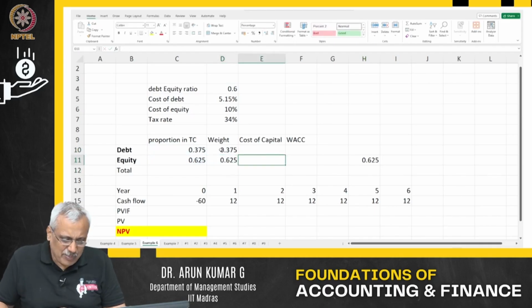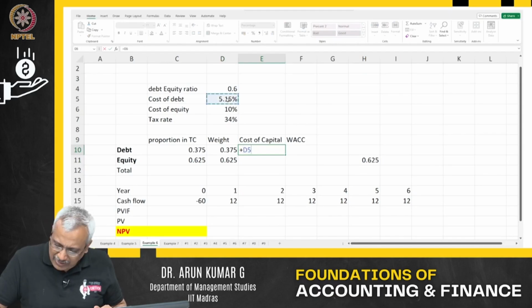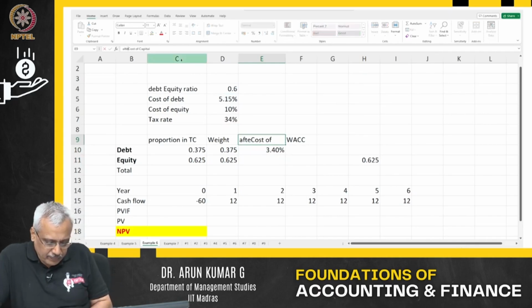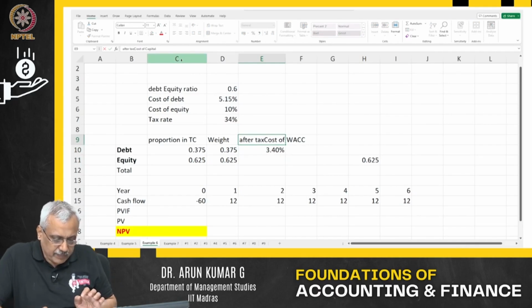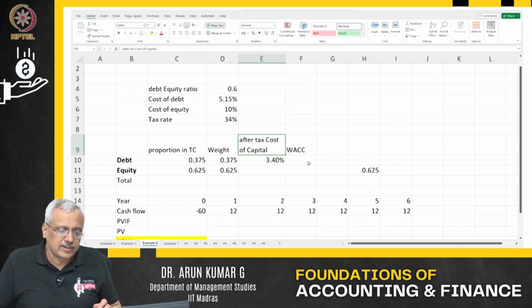So what is the cost of capital in this case? Cost of debt is 5.15% pre-tax. So what is the cost of debt? 5.15 into 1 minus the tax rate. Tax rate is 34%. That is the after tax cost of debt. After tax cost is what we are looking at here. I am just going to wrap this text.